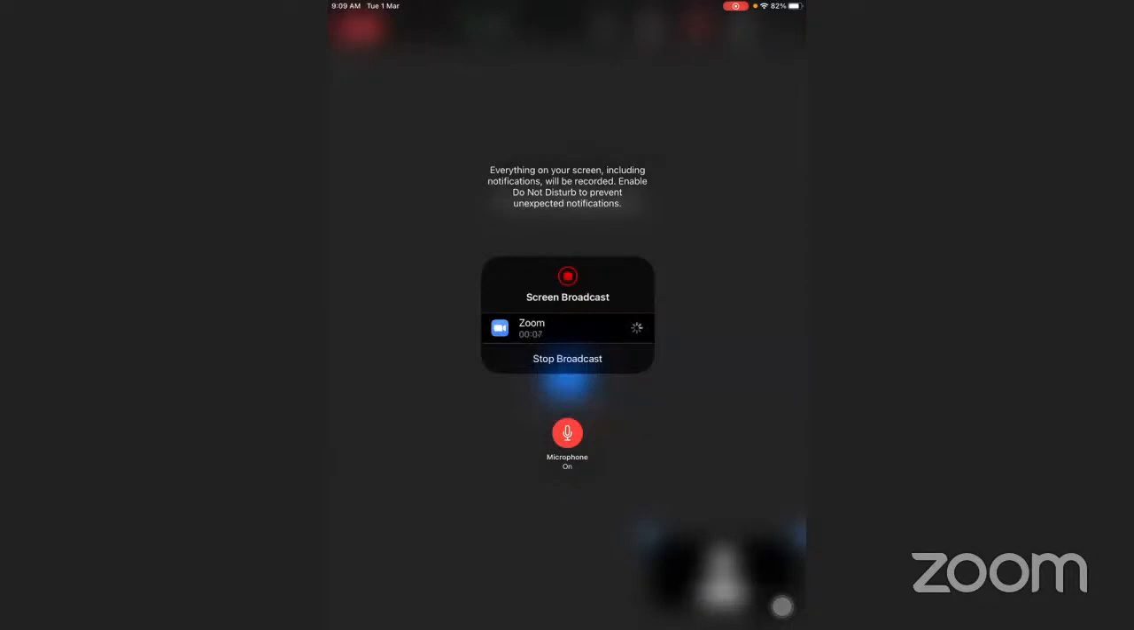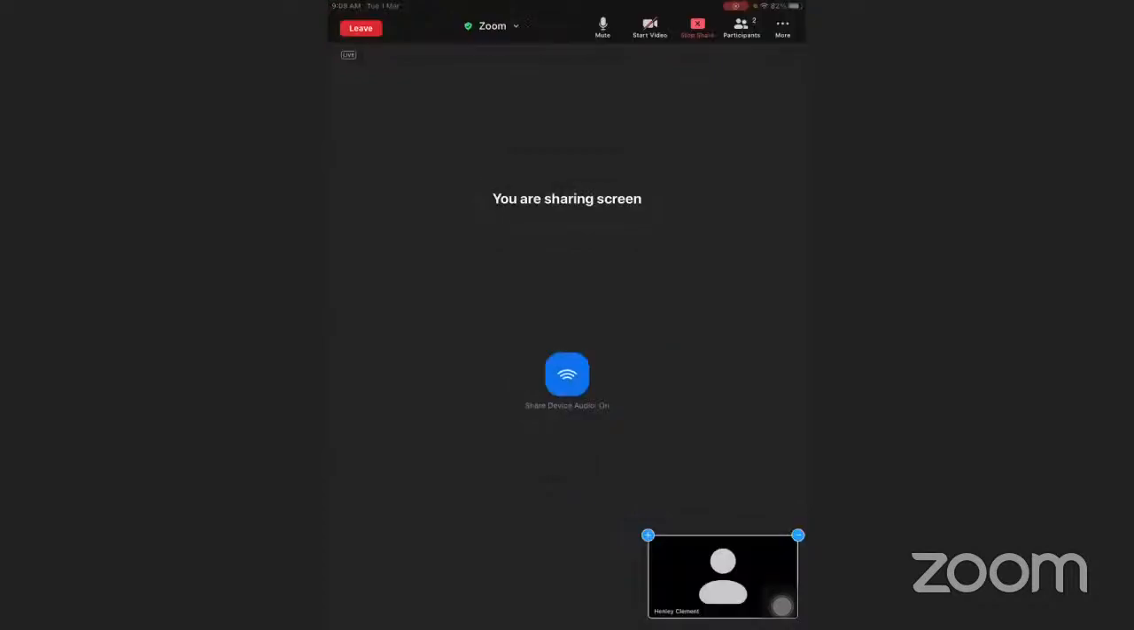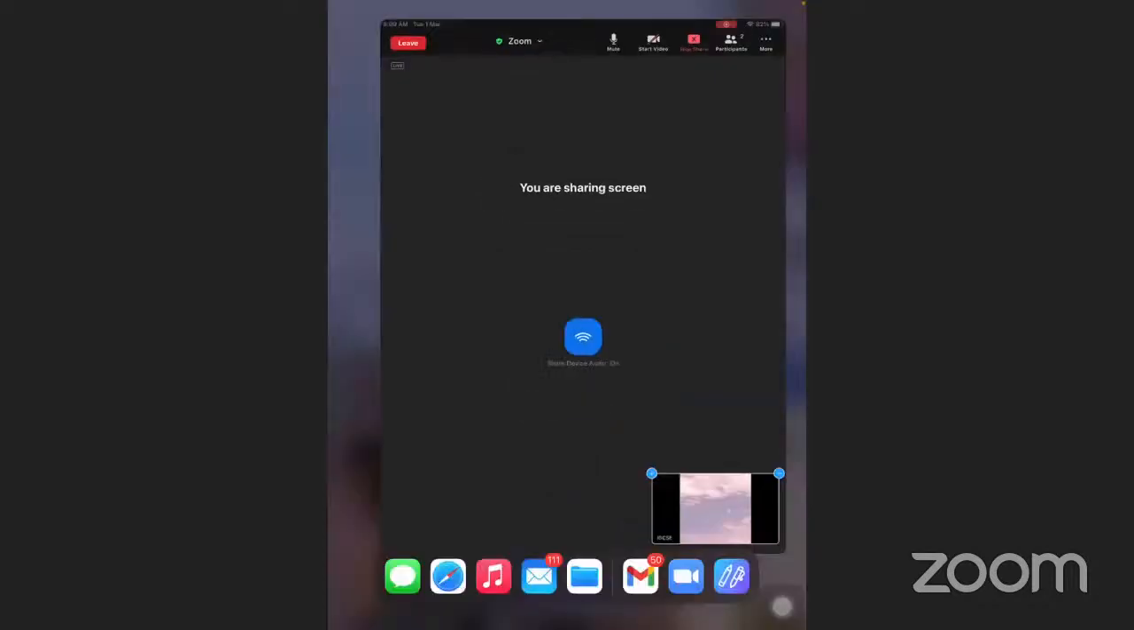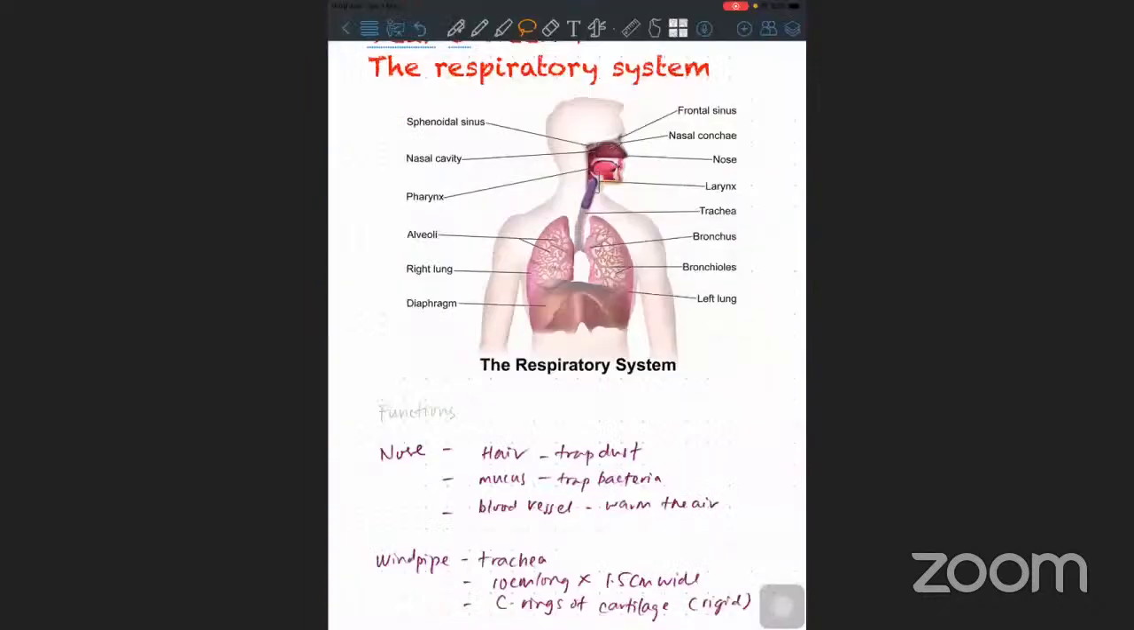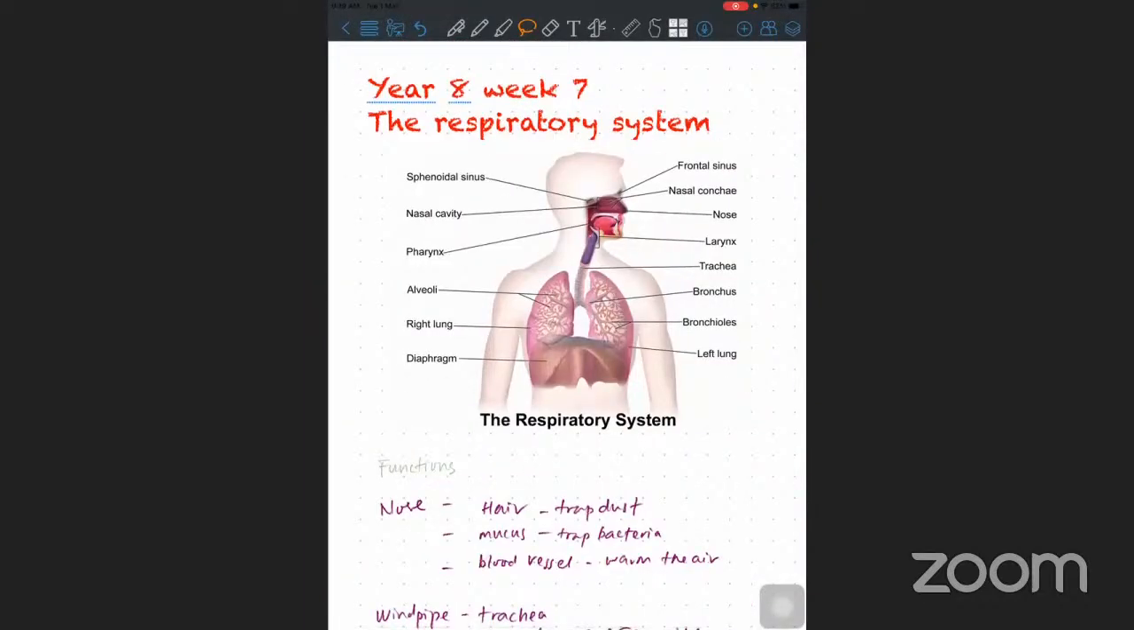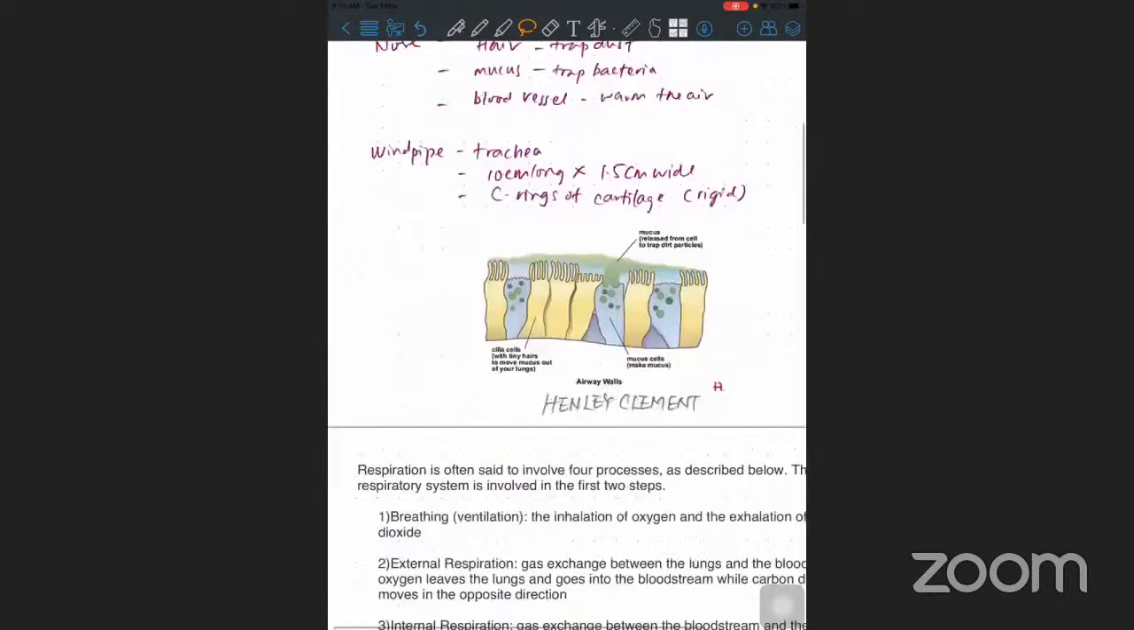Colorful, if you have used our different colorful notes. Okay, so today we are talking about the respiratory system. We need to learn about the respiratory system, but firstly, let's come to this part.